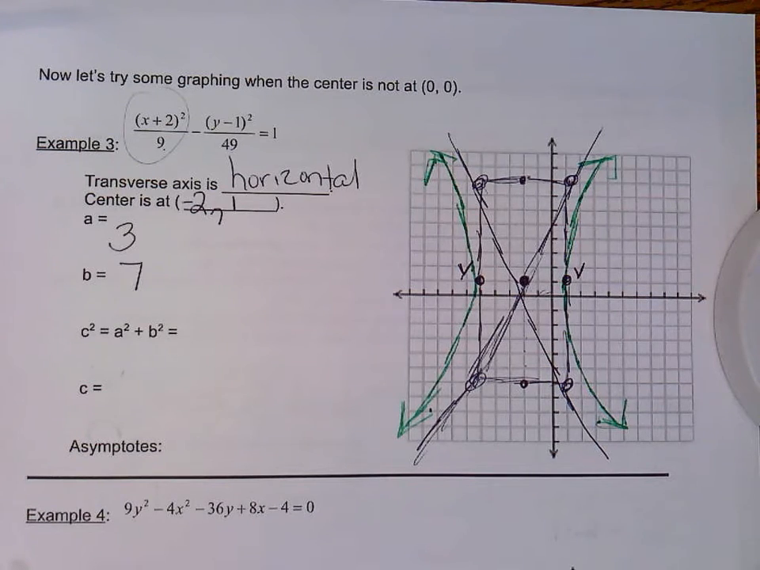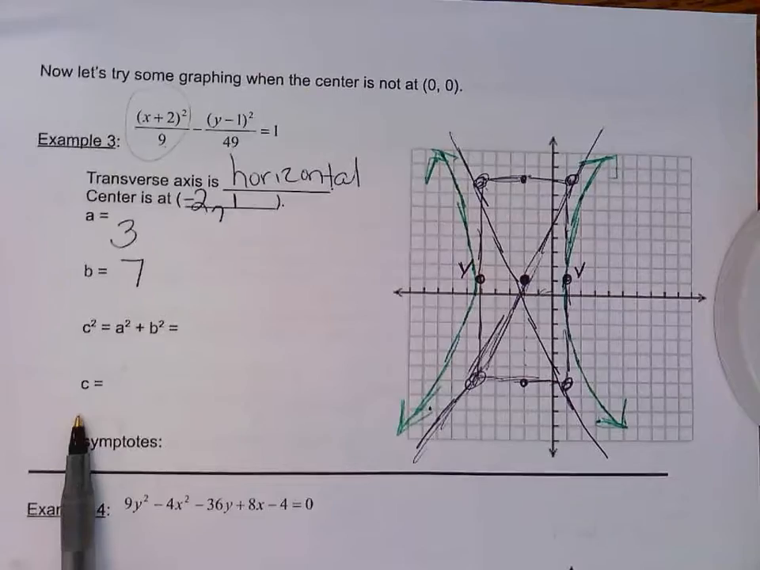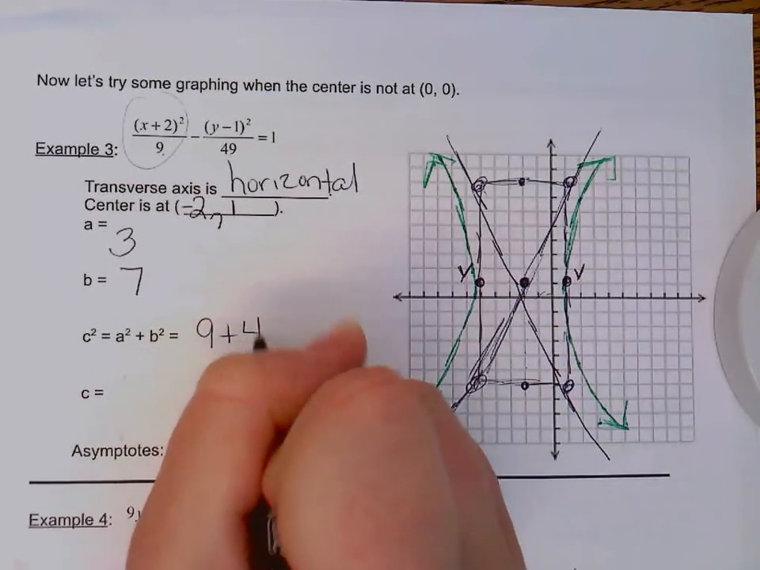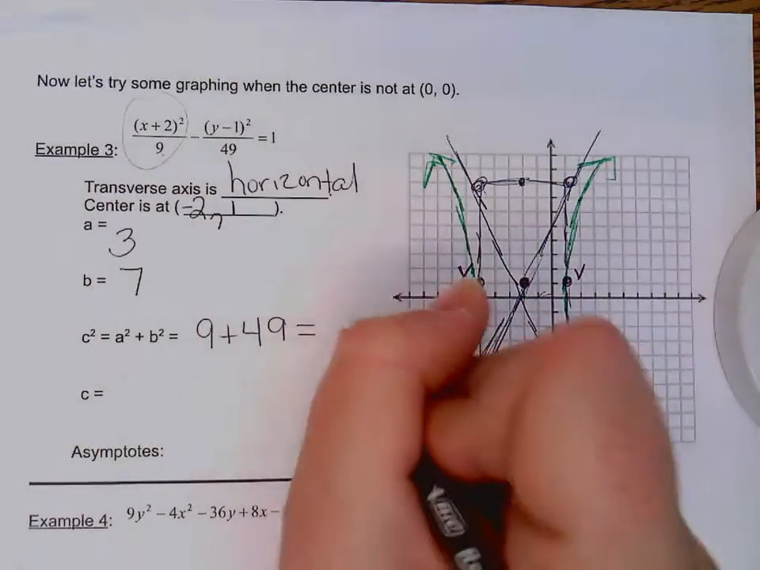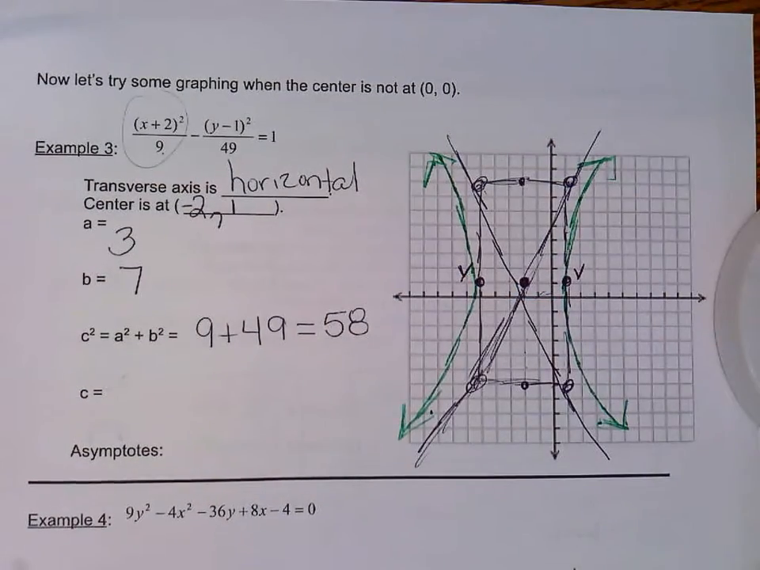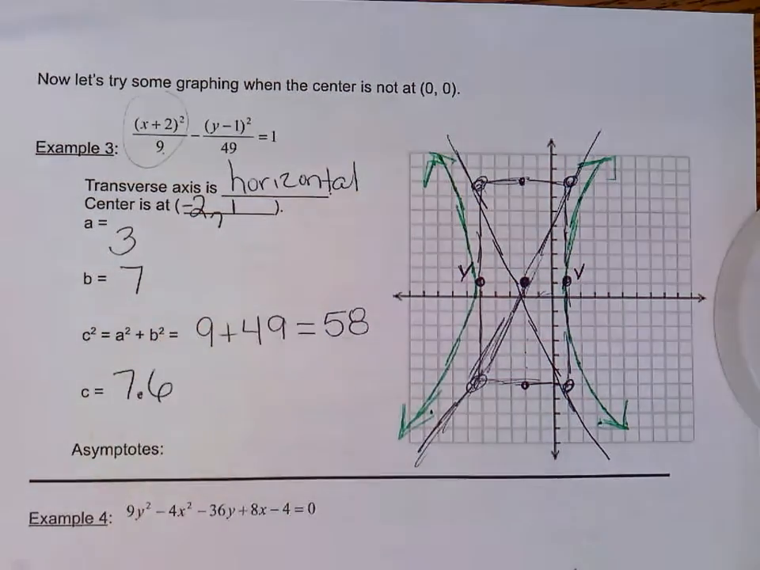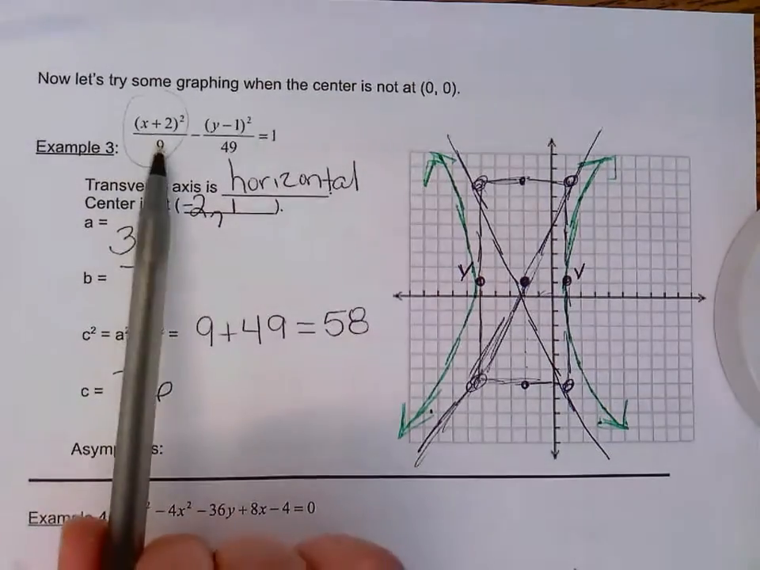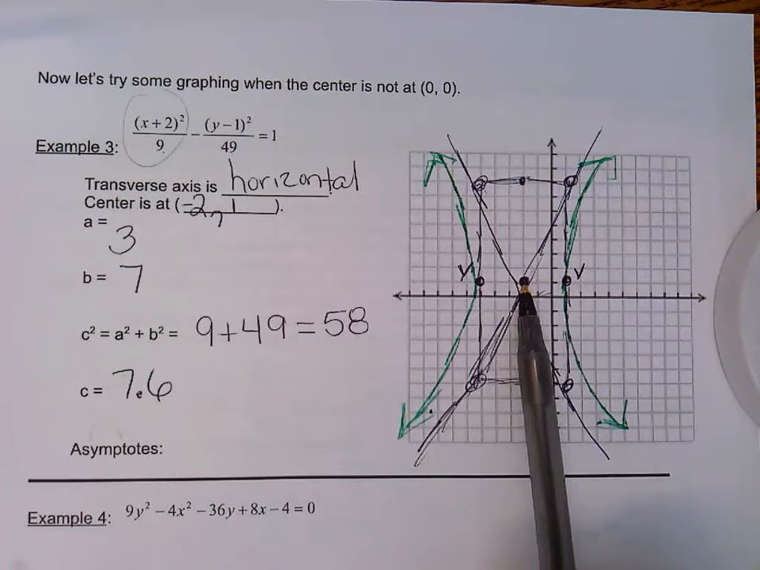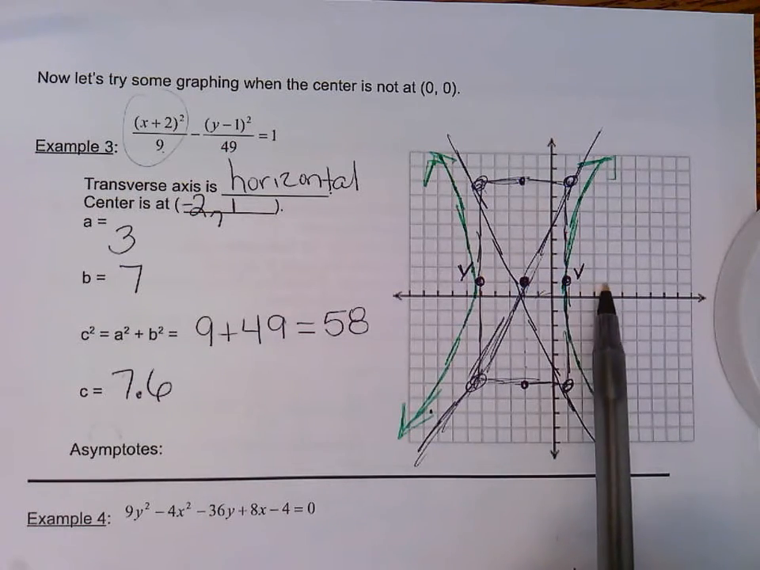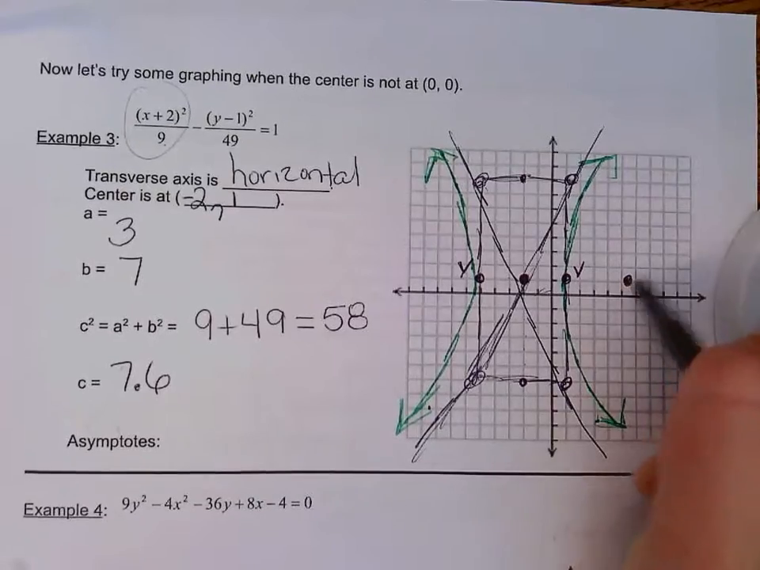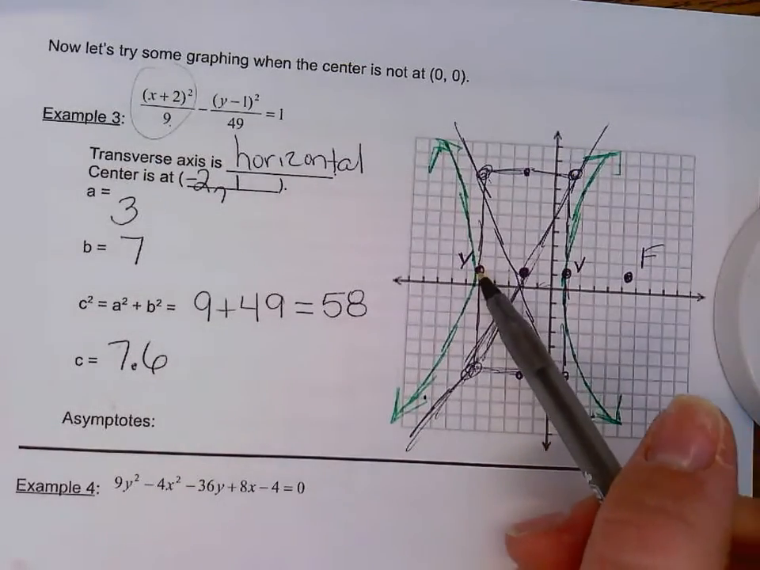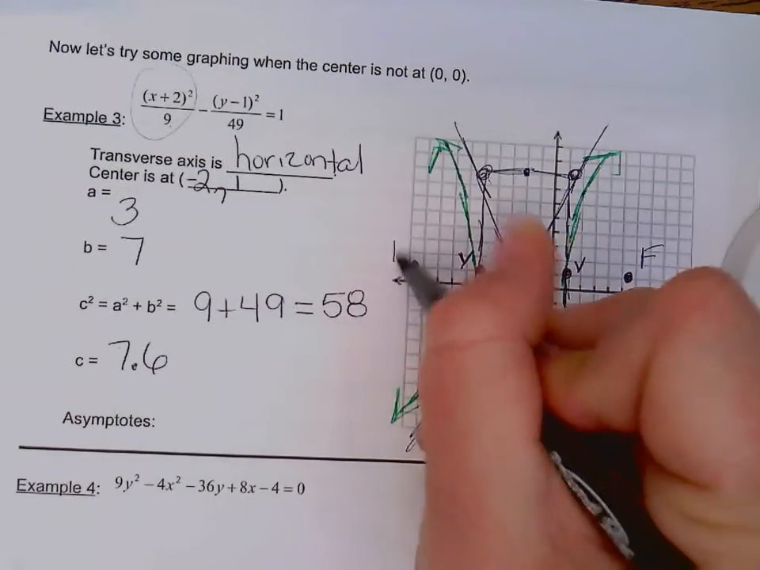And then our last step is calculating our C value. So a squared plus b squared would be 58, 9 plus 49. So what is the square root of 58? Comes out to 7.6. And your foci go on your transverse axis. So I'm going from the center, 1, 2, 3, 4, 5, 6, 7.6. There's your focus.